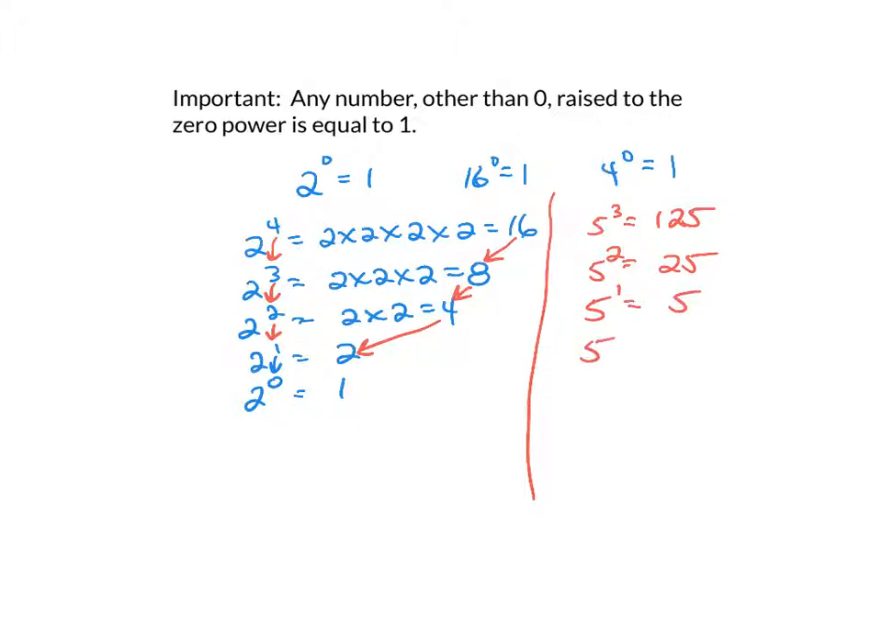So if I have 5 to the 0 power, once again I'm just reducing the exponent by 1. Well, what happened to the answer every time? Well, I divided by the base, in this case, 5. So I'm going to have to do the same thing. 5 divided by 5 gives me an answer of 1. Remember, anything to the 0 power other than 0 is equal to 1.